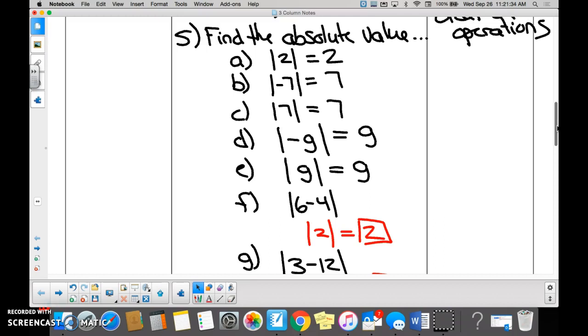We got fancy and we used a variable. So we don't know what G is. We just know that the absolute value of negative G is going to be G places from 0, right? Just like the absolute value of positive G is going to be G places from 0. Yes, no? Yes. Okay.